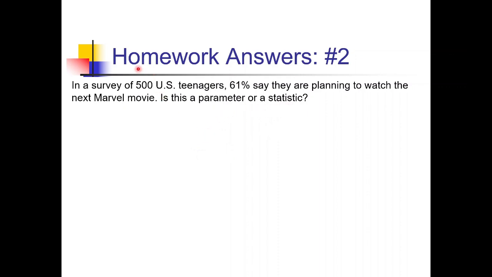So we're talking about a survey of 500 U.S. teenagers. So this is definitely a sample. The population would be all of the teenagers in the United States. There's definitely more than 500 of them. So because this is about a sample, this is a statistic, not a parameter. A statistic because we only looked at the 500 U.S. teens, not all of the U.S. teens.